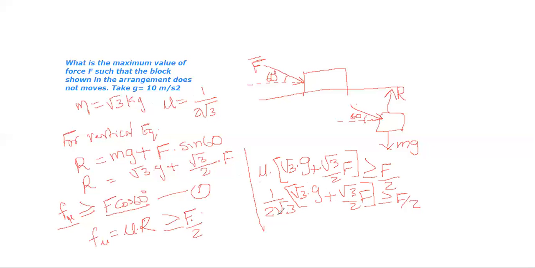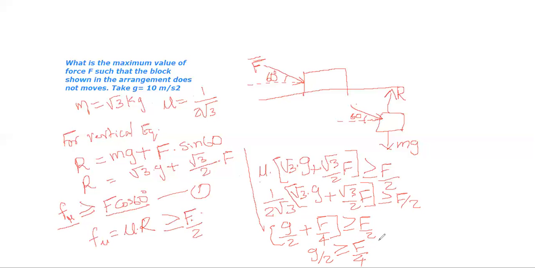By rearranging this equation, we can take this part, 1 by 2 square root of 3, inside the bracket. So what we will get is g divided by 2 plus F by 4 should be greater than or equal to F by 2. Let us take this part, F by 4, to the right hand side. Then we will get g by 2 should be greater than or equal to F by 4.